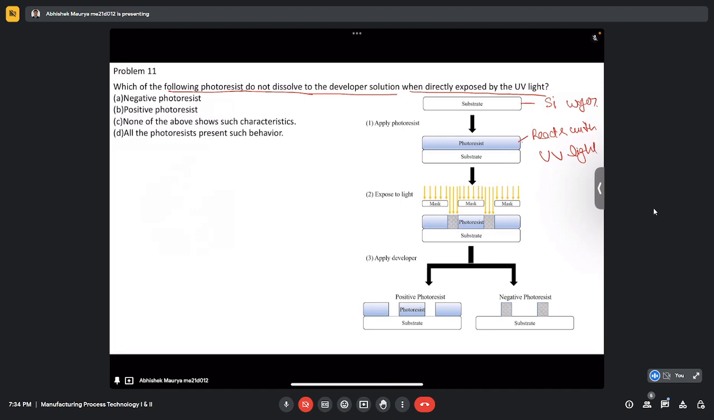So we applied a layer of photoresist over the substrate, then we applied some masking region. We don't want all the photoresist to react with the UV light, we want only some specific region. That's why we applied some mask over it. After applying the mask, we exposed the photoresist layer and substrate under the UV light, and you can see these are the regions where the UV light comes. I already told you that photoresist is the material which reacts with the UV light. So in this region, photoresist will react and form some compound.